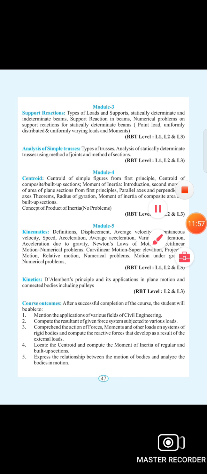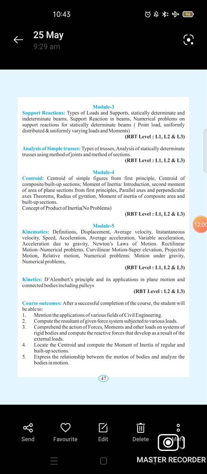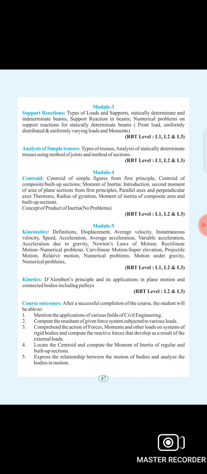Then we'll study the types of loads and supports. There are simply supported beams, hinged beams, and cantilever beams and cantilever supports. There are different classifications in terms of statically determinate and indeterminate beams, and based on that we'll have numericals. Then coming to simple trusses, different geometrical trusses are made in terms of cross section. For that we'll use the method of joints and the method of sections, which help you write the free body diagram to carry out the analysis.